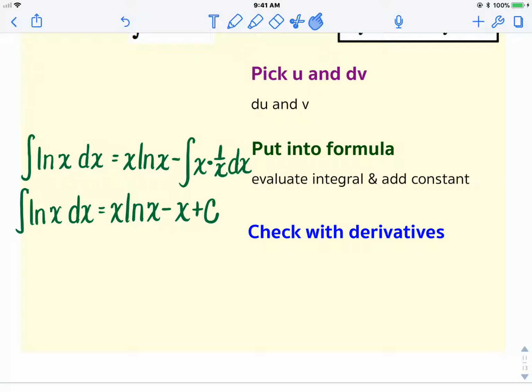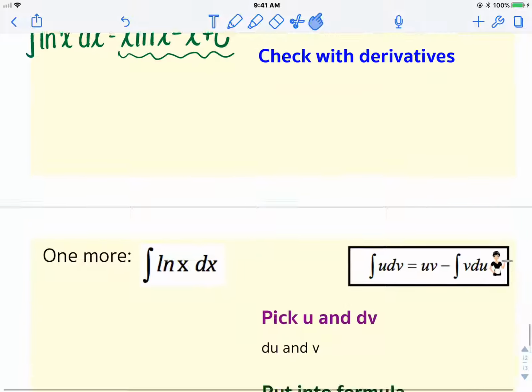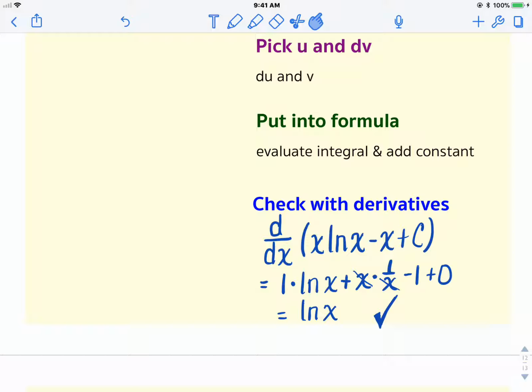Then I need to check that with derivatives. Essentially, I want to take the derivative of that family of curves and make sure that it gets me back to natural log. So as I go to do that, and I take the derivative of that expression, we need a little product rule on the x ln x. But when we do, and you can clean it up, you see that we get back all the way to the equation ln of x.